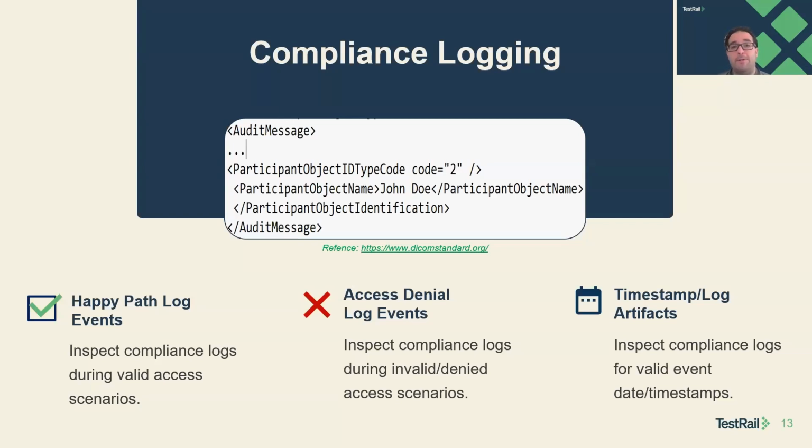Access denial events. This is that happy path versus unhappy path, or positive and negative case. If we have someone trying to access the system who shouldn't be, or maybe they forgot their password, it really doesn't matter. Denial events or illicit access events should be tracked as well. Ideally they shouldn't receive data or be able to access it, but we should be logging and validating that.